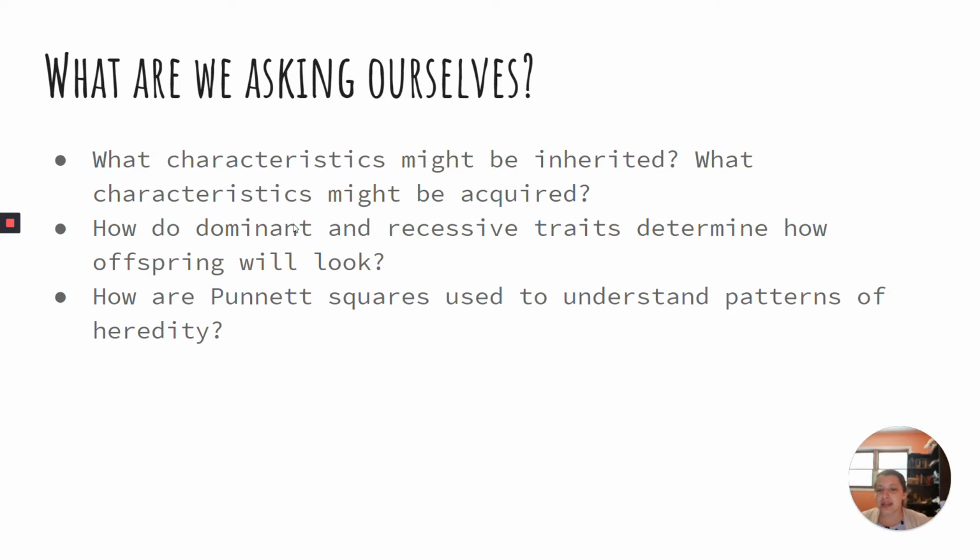How do dominant and recessive traits determine how offspring will look? Okay, we've kind of hinted towards this, so dominant and recessive traits when we talked about DNA and how there are different portions on it. And how are Punnett squares used to understand patterns of heredity? Okay, Punnett squares, that's what the Amoeba Sisters video was about. But I'm going to introduce it here, and like I said, I highly suggest you watch that video. It's really cute. I think it's kind of funny.